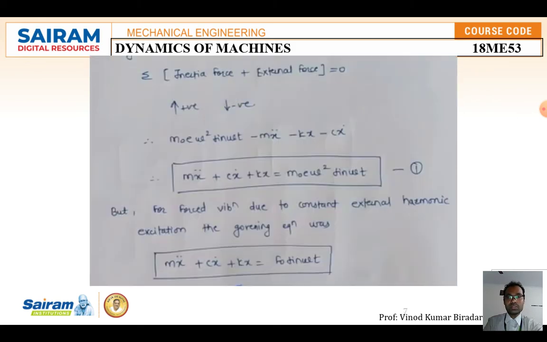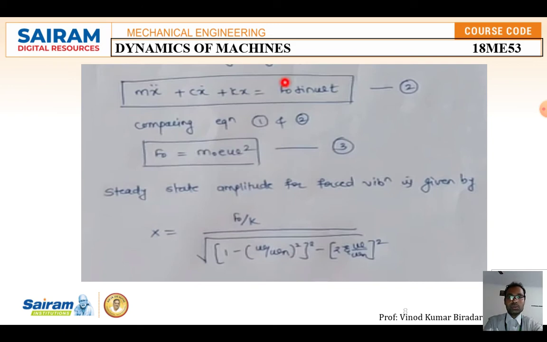We know that for forced vibration due to external excitation, the harmonic force equation is f naught sin omega t. This is equation number 2. Now compare equations 1 and 2: the f naught value is m naught, the unbalanced mass, times e omega square. This is the f naught value, equation number 3.